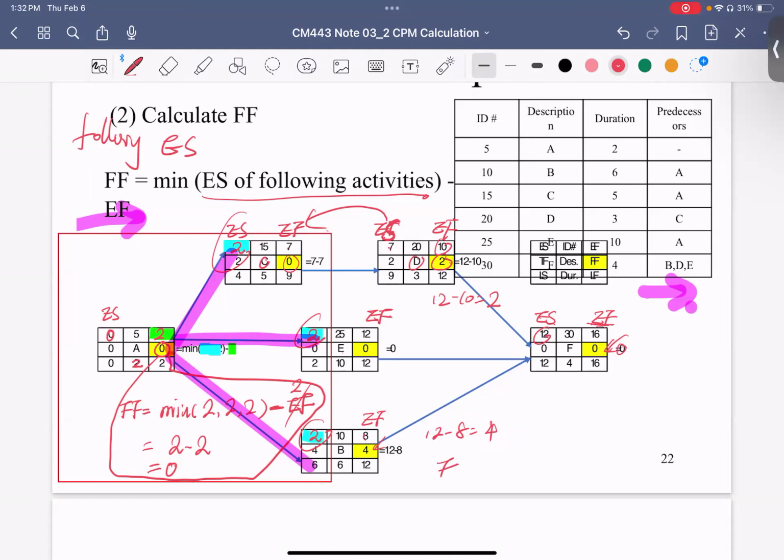For any start or end, where the total float is equal to 0, the free float is also 0. You see here is 0 and here is 0. That means for A and F, you don't need any calculations. You can directly put in 0 here. But for this one, I just want to show you how to use the equations. Okay. Any question for this free float?